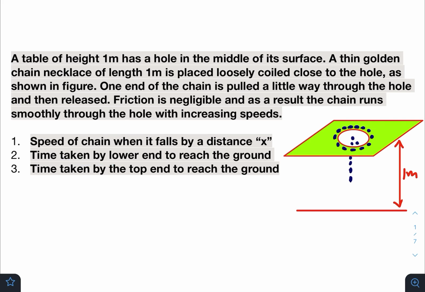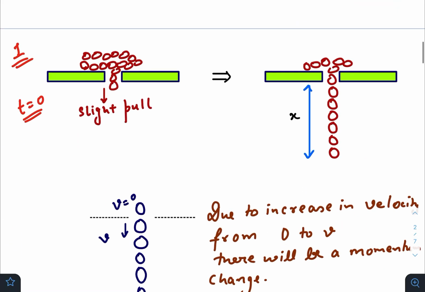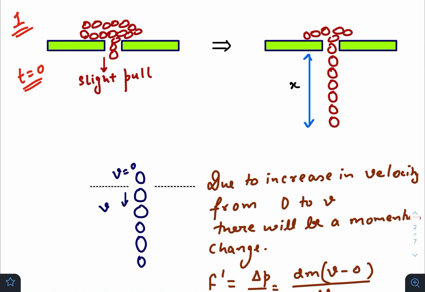Time taken by the lower end to reach the ground, that means this end to reach the ground starting from the table. Time taken by the top end to reach the ground, right? So top end means the other end to reach the ground. So let us analyze the situation here.